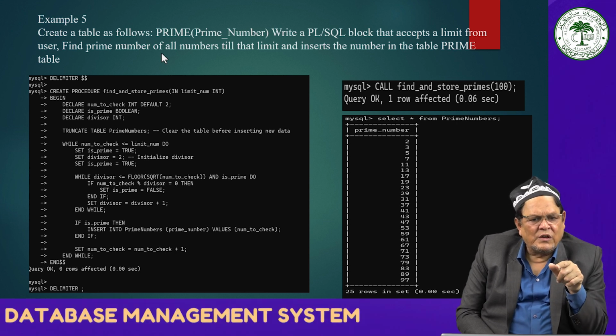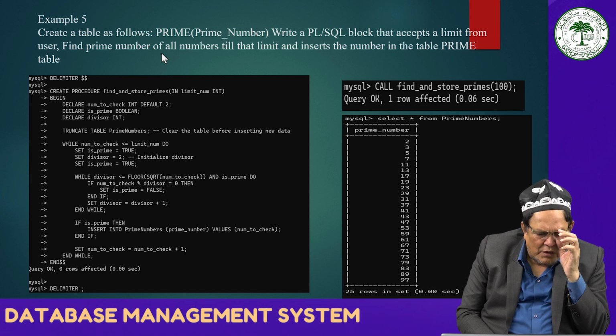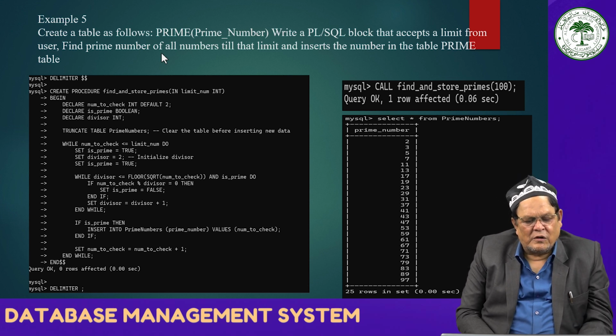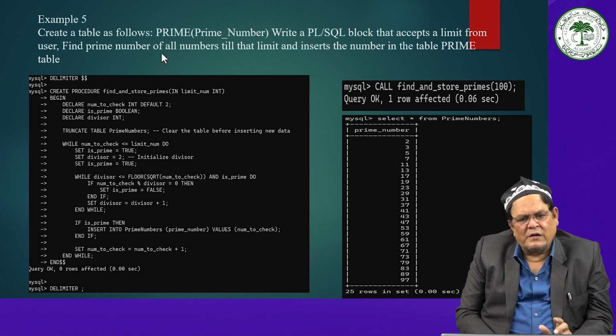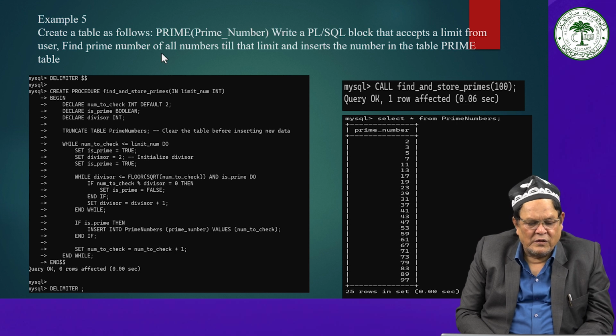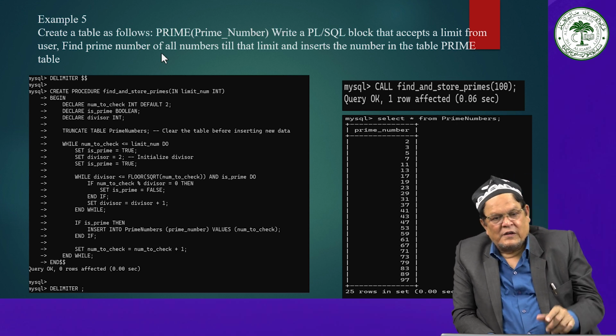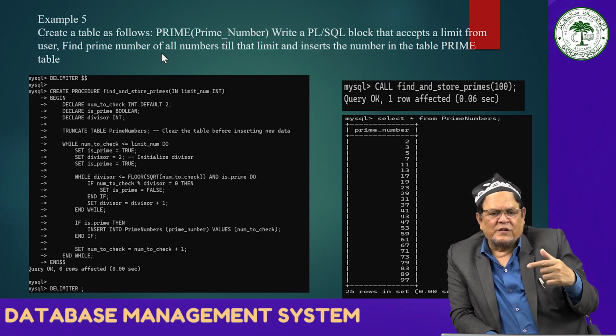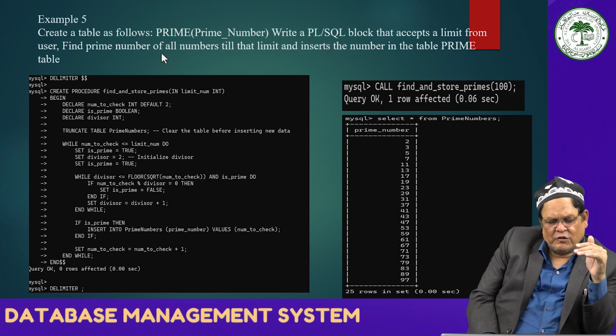It will continue and check the number to check modulo divisor. If it is 0, then we can say that this is not prime, so set is the prime equal to false. If it does not divide and does not give the result 0, it means it is a prime number. So in this way, if is prime, then insert into prime number values number to check. It will check the second, third, fourth divisors. If it is not divisible, then we can say this is a prime number, and then the condition will check.